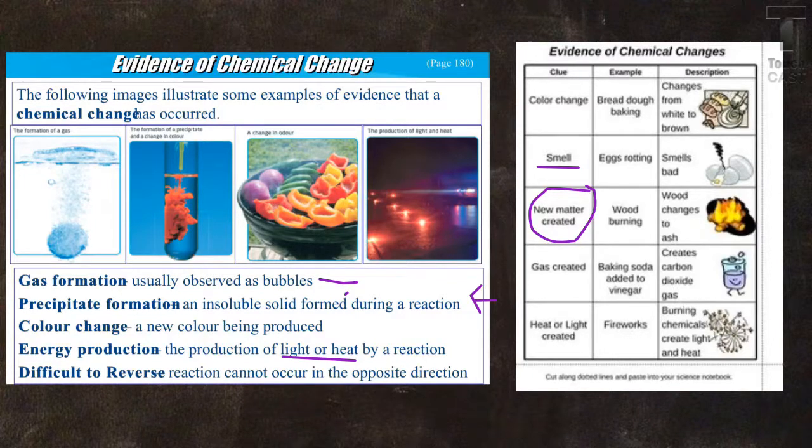Make sure you get these written down. These are all examples of how you can tell a chemical change has taken place. The main thing to remember is that you're going to get something with new and different properties.